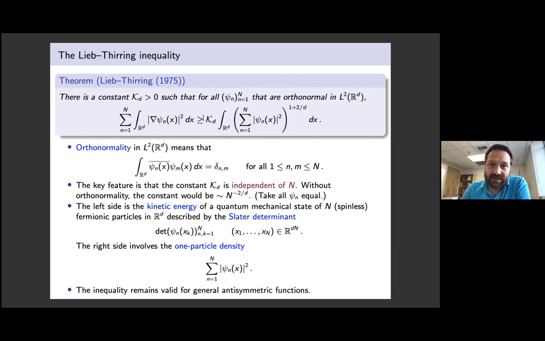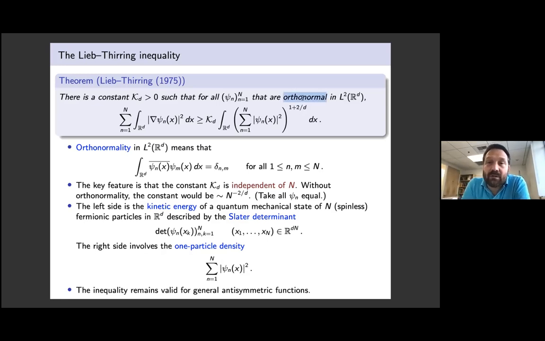And the inequality says that this is possible with a constant K that depends on the dimension, but on nothing else. In particular, and that's very important, the constant does not depend on the number n of functions that are involved in this game. And that, of course, is the consequence of orthonormality.